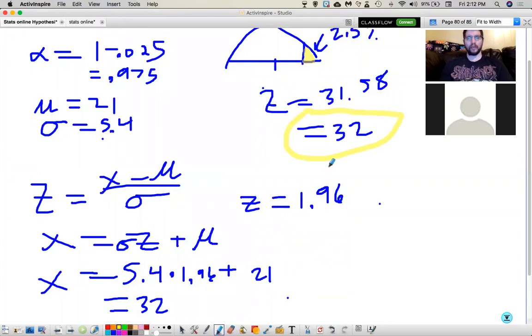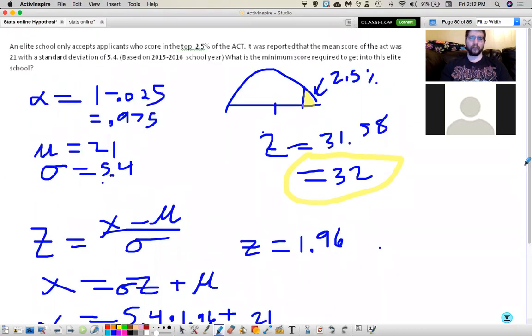I'd highly suggest just typing in the inverse norm and be done with it. If you're looking for an area, use the normal CDF. If you're looking for a z-score, use the inverse norm. Questions on those?